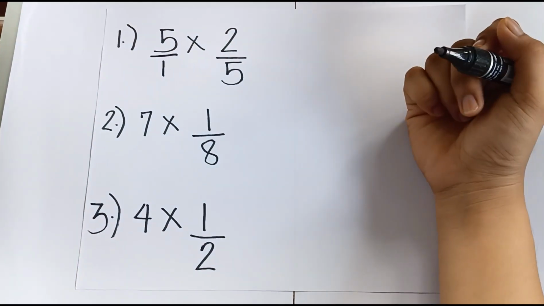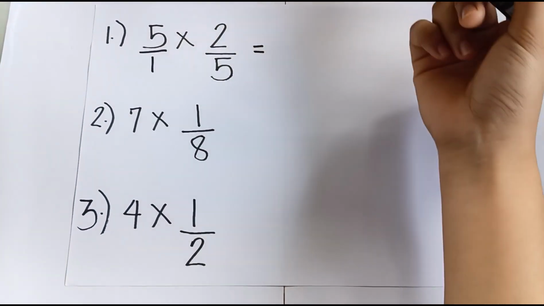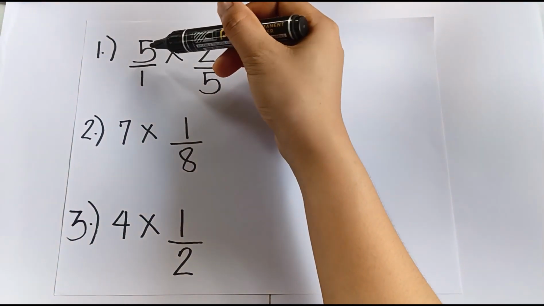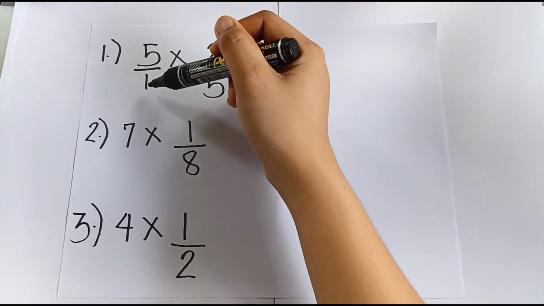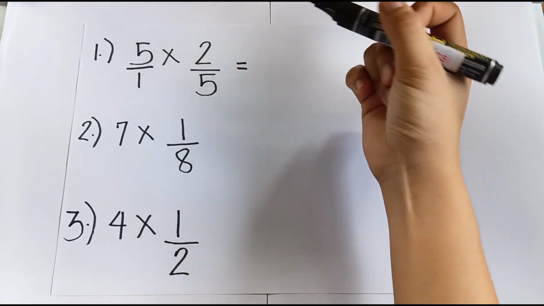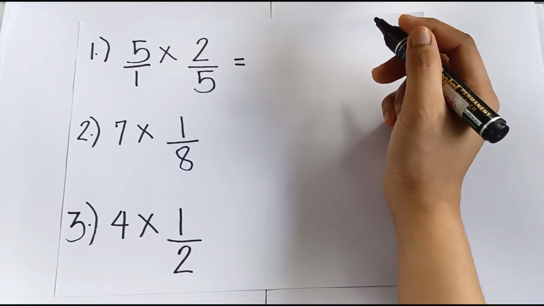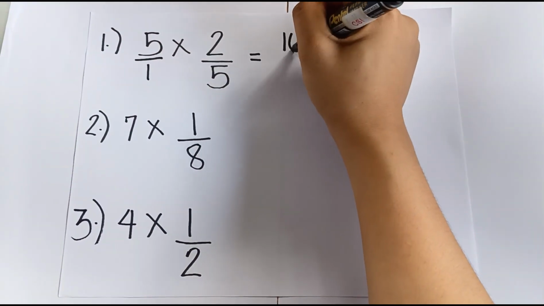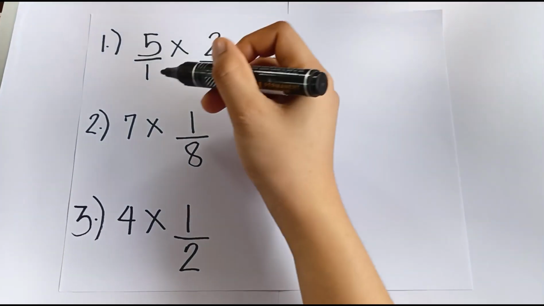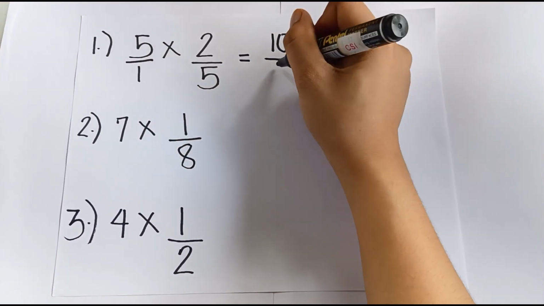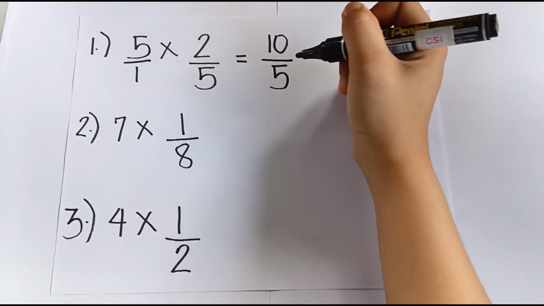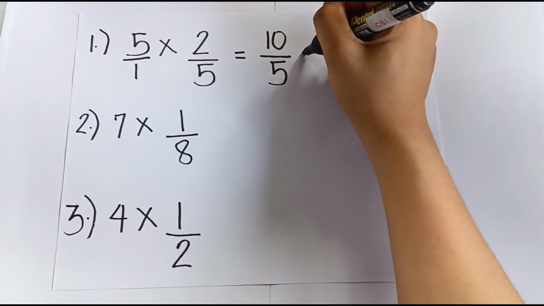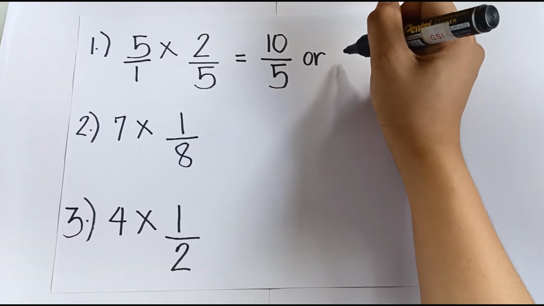First, we give 5 a denominator, which is equal to 1. And then the first step is that we multiply the numerator times the numerator, and then denominator times the denominator. So 5 times 2 is equal to 10, all over 1 times 5, which is equal to 5. After which, we simplify our answer. So 10 over 5 is equal to 2.